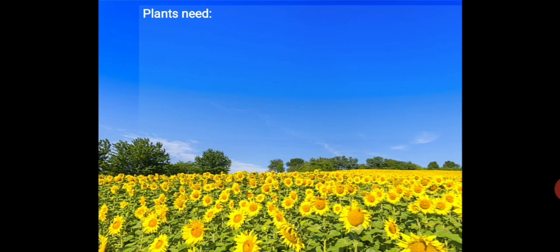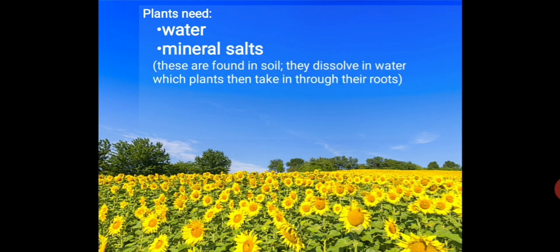Plants need water. Plants need mineral salts. Now, mineral salts are found in the soil, and they dissolve in water, which the plants then take in through their roots. So when the plants are taking in water, what they really want is the mineral salts, the chemicals that are inside the water. They also need sunlight, and they need carbon dioxide.